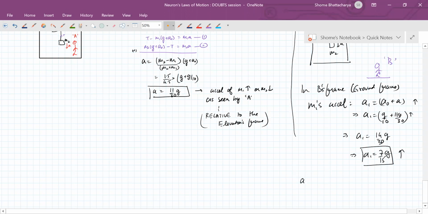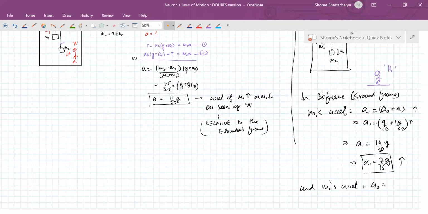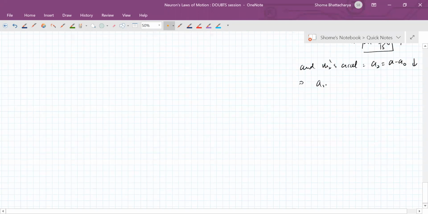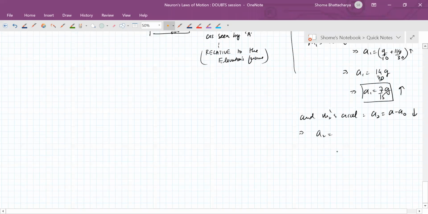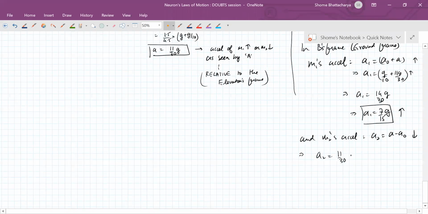Okay, and m2's acceleration will become, now see, m2 is coming down with a, but in a frame which is going up at a0, so its net acceleration will be a minus a0 downwards. So a2 will be, so 11 minus 3 will give us 8.